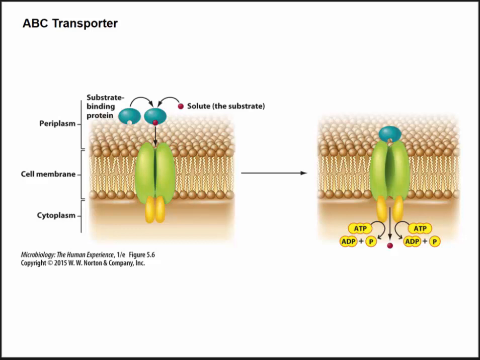An ABC transporter consists of two proteins that form a membrane channel and two cytoplasmic proteins that allow ATP to bind, and this is the ATP binding cassette. Lastly, there is a substrate binding protein which binds the substrate or solute. It then transfers the substrate to the channel protein.